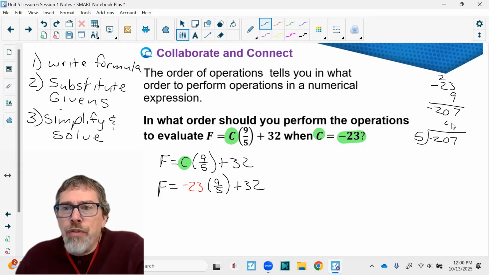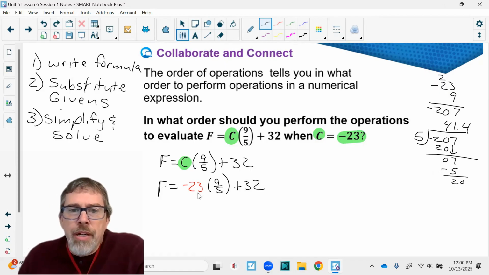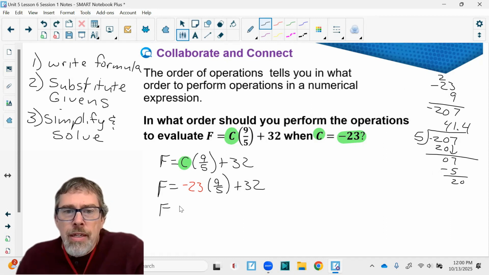Okay, 5 goes into 20 4 times with no remainder. 5 will not go into 0. So I bring down the 7. 5 will go into 7 once. 7 minus 5 is 2. And 5 goes into 20 4 times. Okay. So I got 41.4. And the sign is negative because a negative times a positive is negative. So now I'm going to replace that with negative 41.4.